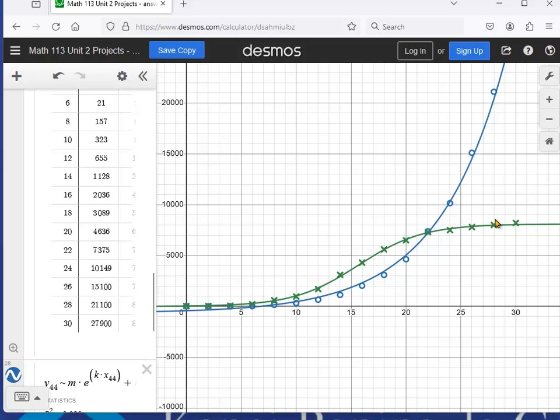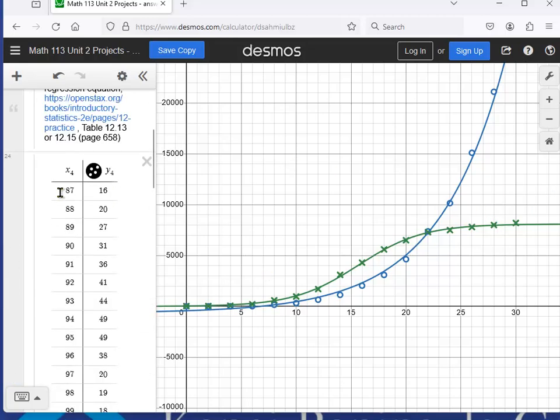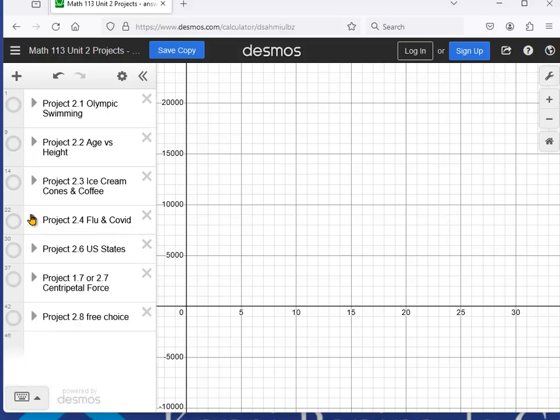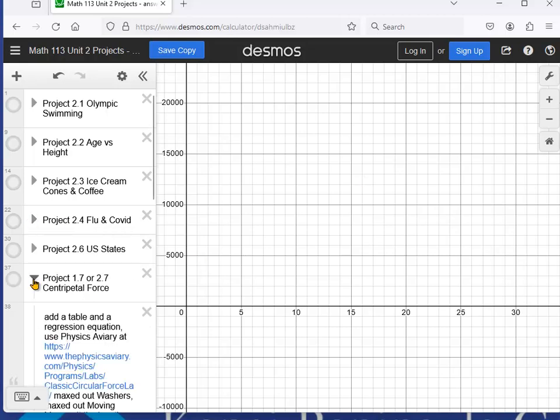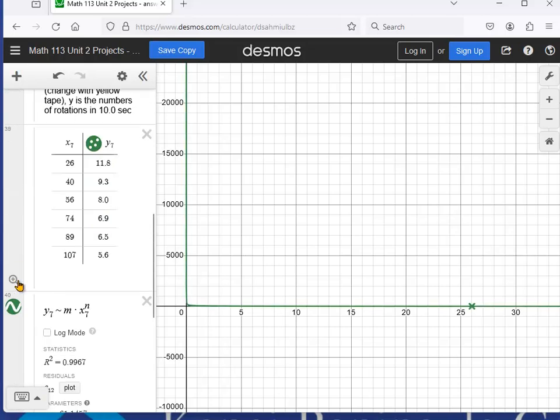So that's what a logistic curve is. So let's see, I'm going to turn this one off, there we go. I think I have one more. I don't know if I have centripetal force in here. Maybe I do. Let's see. Oh, I do. All right.